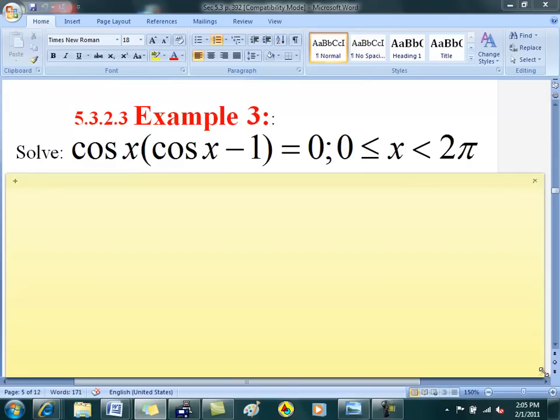So here is my question to you. What mathematical operation is going on between cosine x and parenthesis cosine x minus 1? What math stuff's going on between those two? Connor, you have an answer? It is multiplication. And no, I thought you said something else. You said square root.